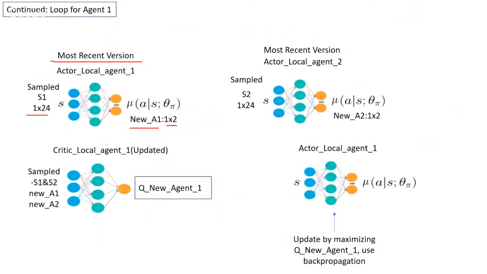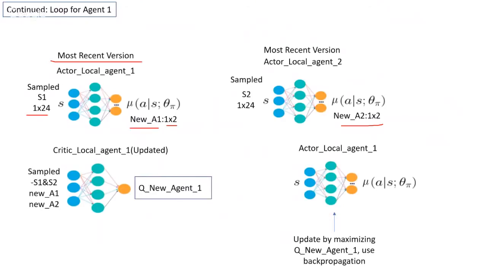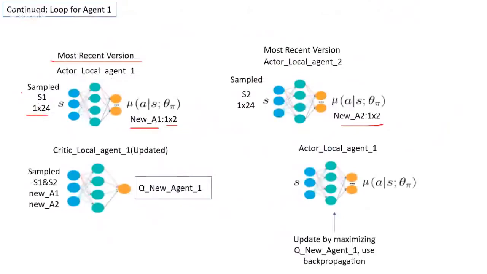Same thing with actor local for agent 2. I use the most recent version. I'm saying most recent version, but I mean that I run this sampled state again through the actor local network of agent 1 to get new A1 and agent 2 to get new A2. So that's the difference here. New A1 is different from the sampled A1 from the actions, and new A2 is different from the sampled A2 from the actions. But I do use the sampled states.